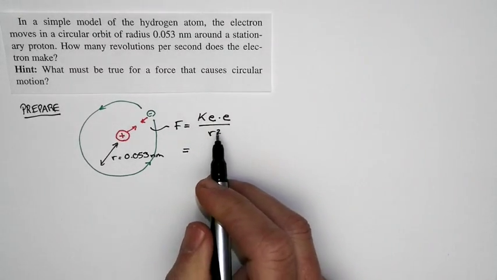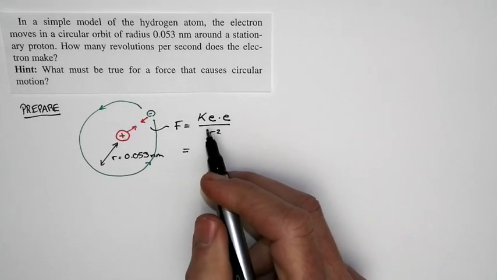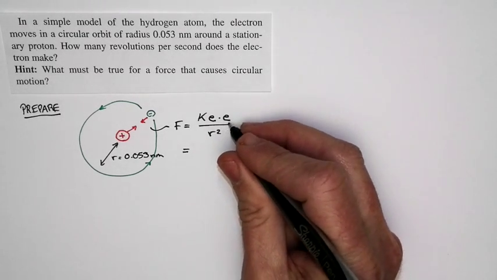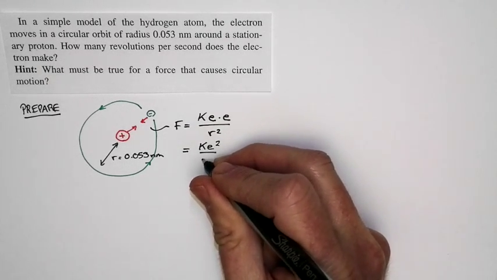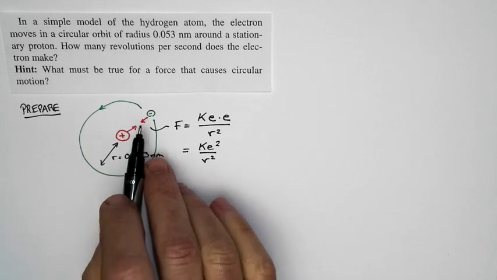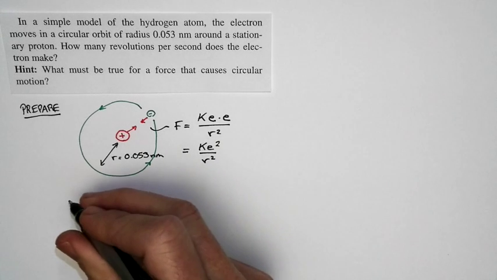Now, the charge on an electron is just e. The charge on a proton is just e. So if I'm just concerned about the magnitude of the two charges, it's just e. So the force between the two is k times e squared divided by r squared. That's the attractive force between the proton and the electron. And that is the force that produces the circular motion.